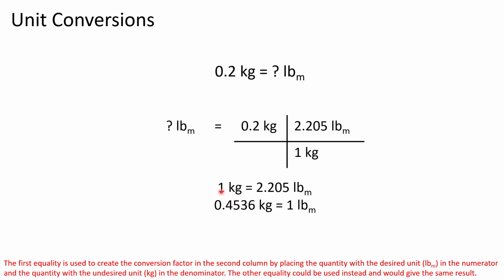The first equality is used to create the conversion factor in the second column by placing the quantity with the desired unit in the numerator and the quantity with the undesired unit in the denominator. The other equality could be used instead and would give the same result.